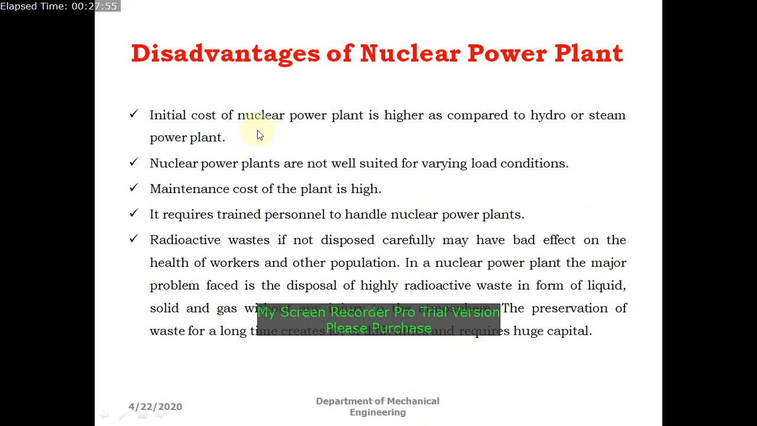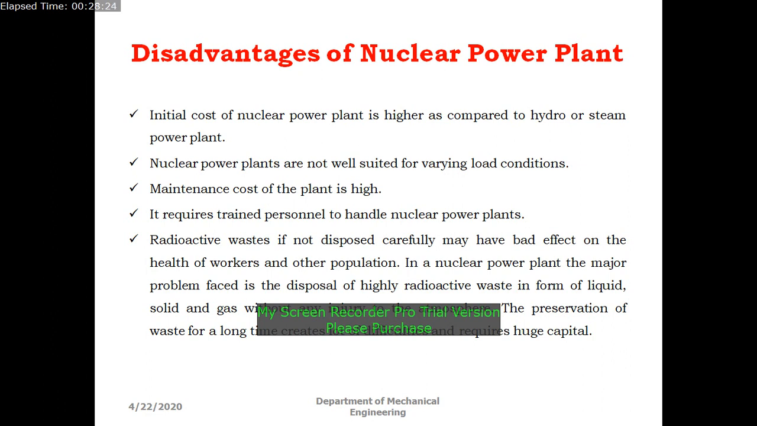Coming to the demerits, the initial cost is very high, because the natural uranium which is obtained has to be suitably processed and enriched for certain nuclear reactors. After enrichment of the fuel, it is to be cladded with either zirconium alloy, aluminum or steel. Then it has to be carefully arranged to form bundles, and these bundles are to be transported to the reactors.